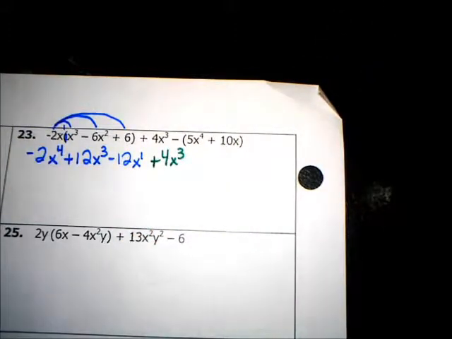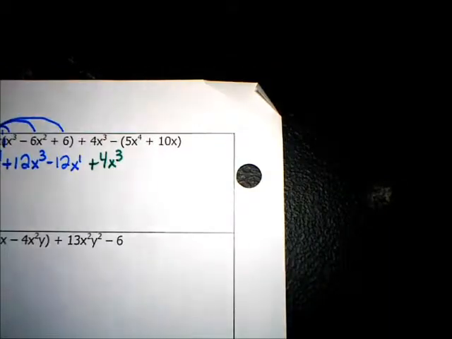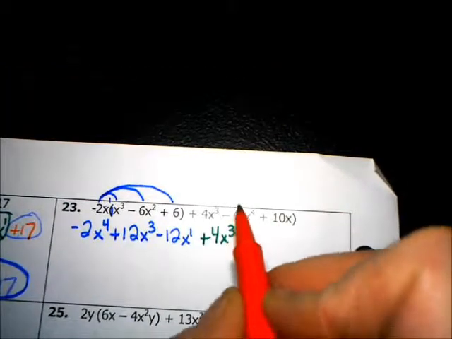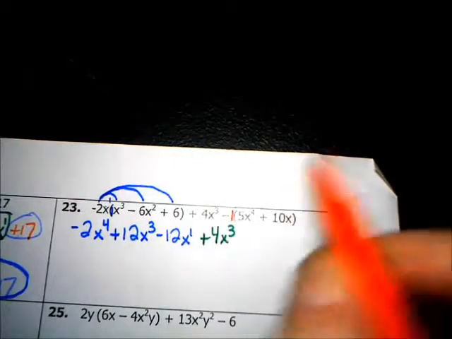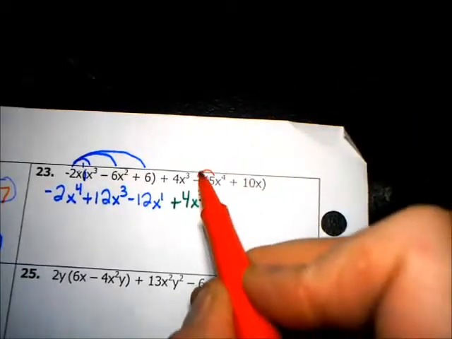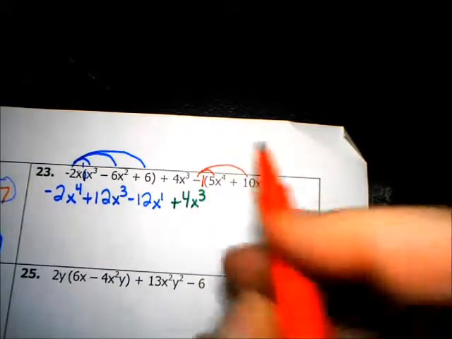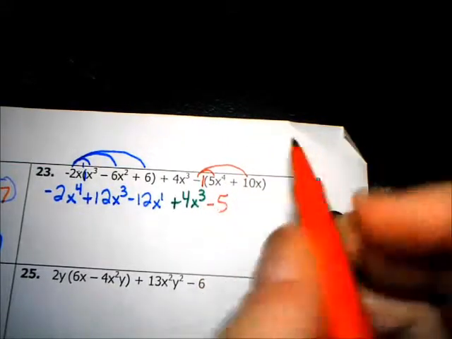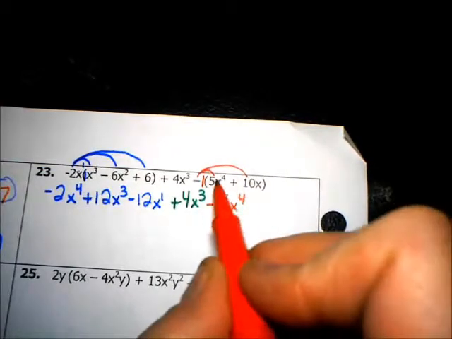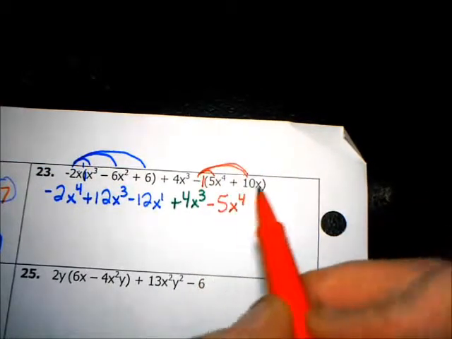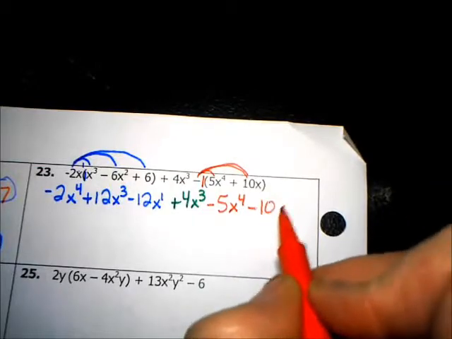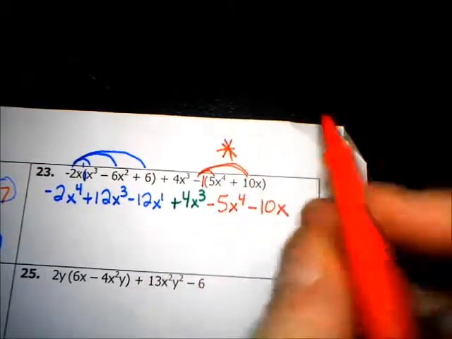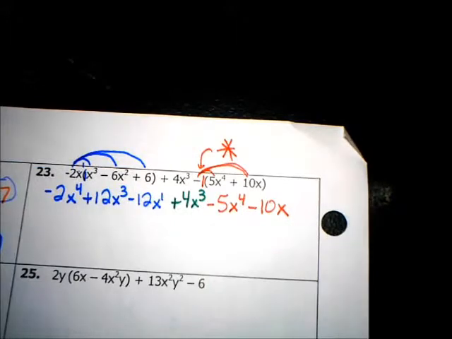And now here's the trick on the second one. See how it has a minus, and then it has that parentheses? There's an understood 1 in front of that, because I have to actually multiply this negative into my parentheses. So I'm going to do negative 1 times 5. That's just negative 5, and I carry over the x to the 4th. And then I have to do negative 1 times a 10x, so that means that's a minus 10x. So this is the trick right here. That little thing there, everybody always misses that little thing. It's very important.